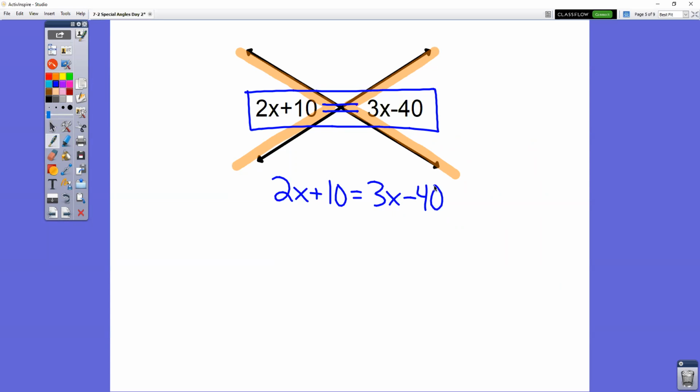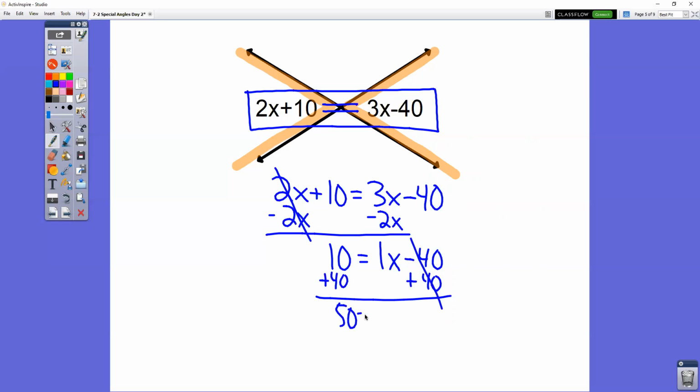I have a 2x on one side. I have a 3x on the other. I personally like working with the smaller of the two letters first. So I need to get all my letters on the one side. So I did minus 2x and minus 2x. Bring down your 10, bring down your equal sign. 3x minus 2x is 1x. Bring down your minus 40. Now we just have a two-step equation. So plus 40, plus 40.